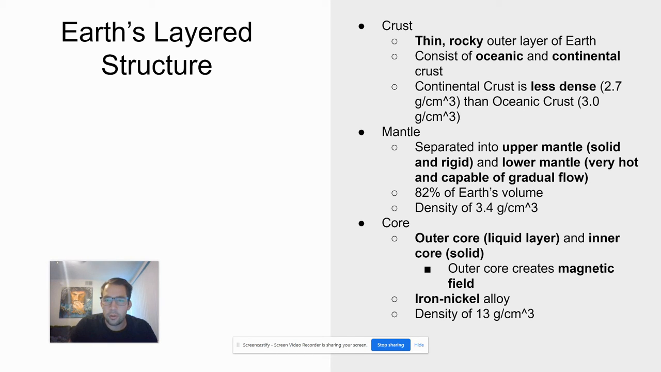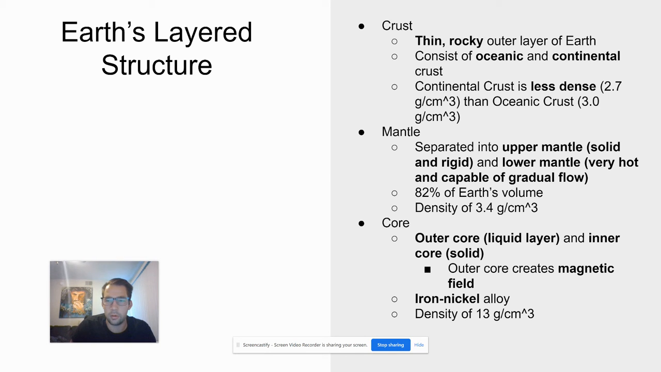The mantle is separated between the upper mantle and the lower mantle. It accounts for the most volume and mass of the Earth, making up 82% of the Earth's volume. And notice that the density of the mantle is greater than the density of any part of the crust.